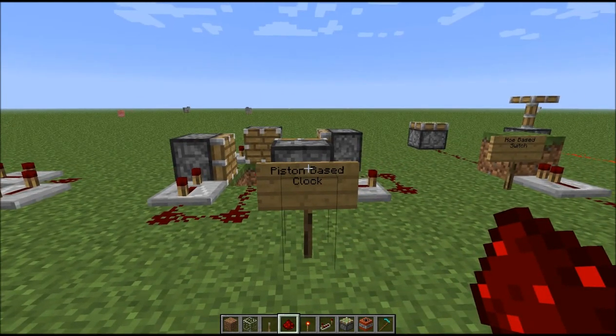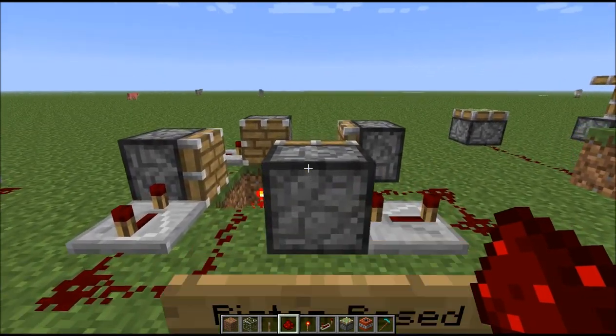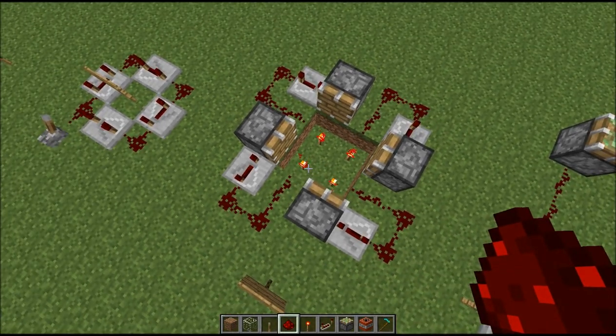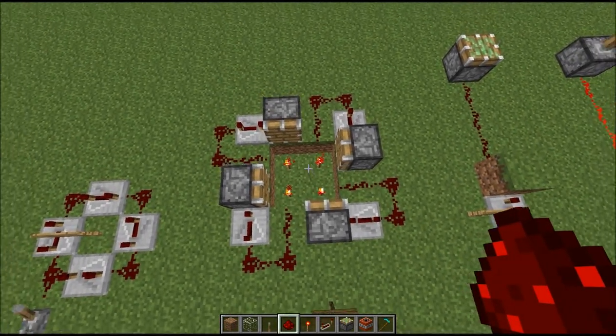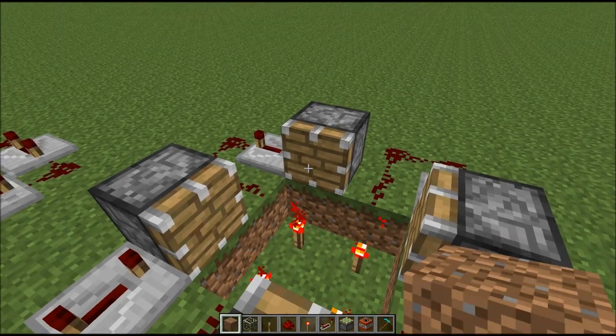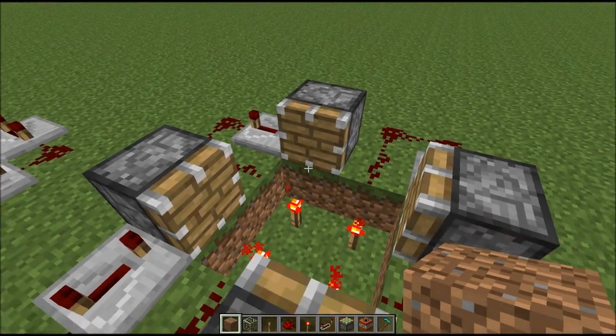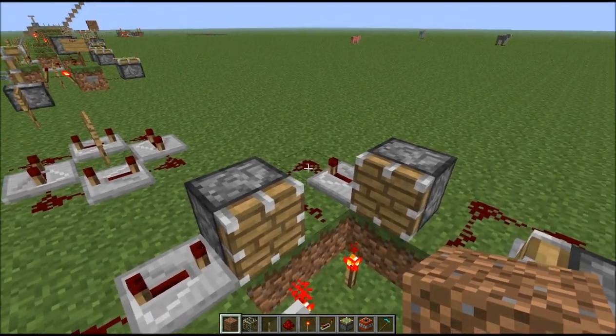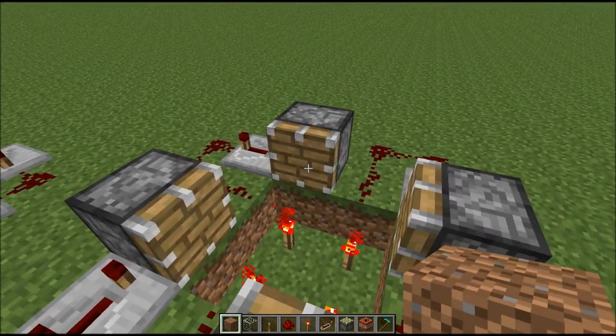This is a piston-based clock. If it looks like a swastika, I apologize for that. And if it doesn't, then I apologize for bringing it up. This is just the simplest version I can build, or that I could come up with. Basically, if you put a solid block here, torch powers a solid block, and it just powers this piston.